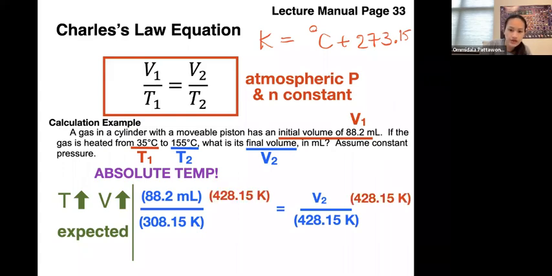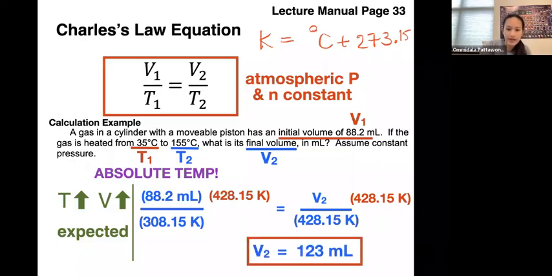If you do that, you are going to get the temperature in Kelvin, and then you just solve for V2. If you solve for V2, you are going to get 123, and the unit would be milliliters. Again, we expect that the volume should increase, and it increased.